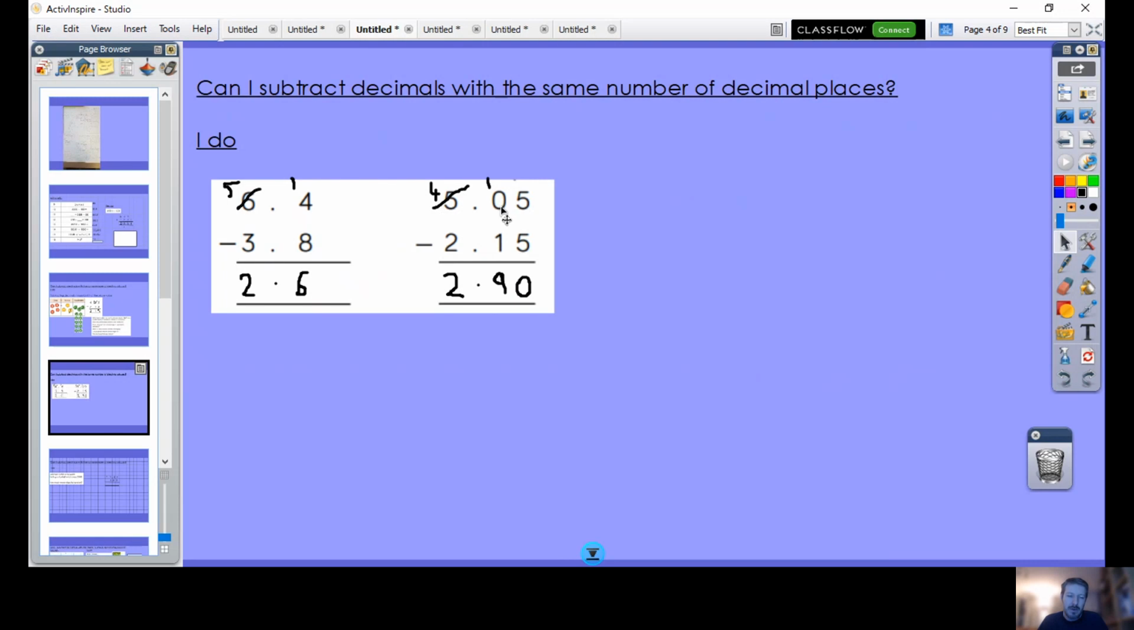Then I had 0 tenths take away 1 tenth. Well, I couldn't do that, so I needed to exchange one of my ones for 10 tenths, which gave me 10 tenths here. Take away 1 tenth leaves me 9 tenths. 4 take away 2 is 2.